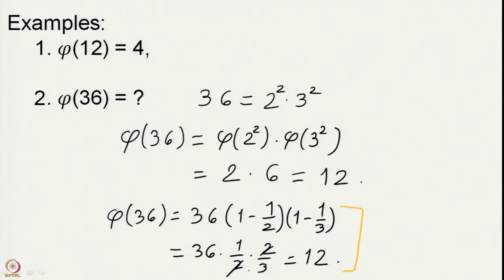The second method can be fed in a computer quite simply, quite easily, and the first one can be applied when you are doing the computation by hand. So, both these methods are quite useful. What we have obtained is phi 36 equal to 12, and I hope that you also got the same answer.